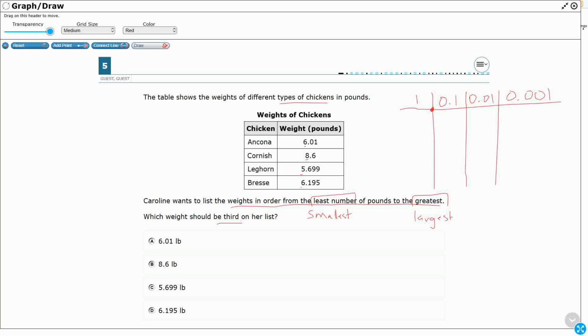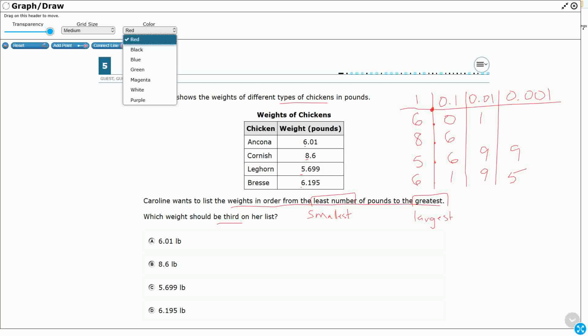All right, so let's list our numbers. Ancona, if I'm saying that right, 6.01, that's 6 1/100ths. Cornish is 8.6, 8 and 6/10. Leghorn, 5.699, 5 and 699 thousandths. And then I've got Brees, 6.195, 6 and 195 thousandths. All right, so let's go ahead and put these in order from smallest to largest.